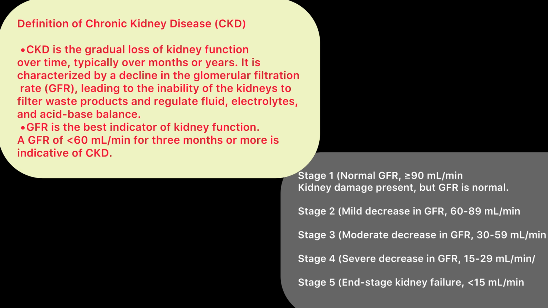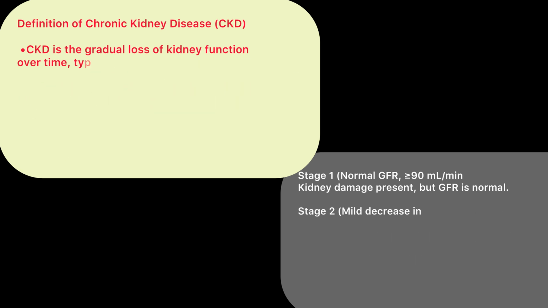In stage 1 CKD, there is normal GFR. In stage 2, there is mild decrease in GFR, 60 to 89 ml per minute. In stage 3, there is moderate decrease in GFR, 30 to 59. In stage 4, there is severe decrease in GFR, 15 to 29. In stage 5, there is end-stage kidney failure, less than 15 ml per minute.